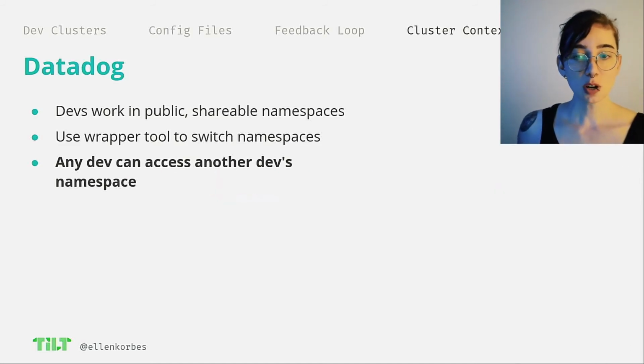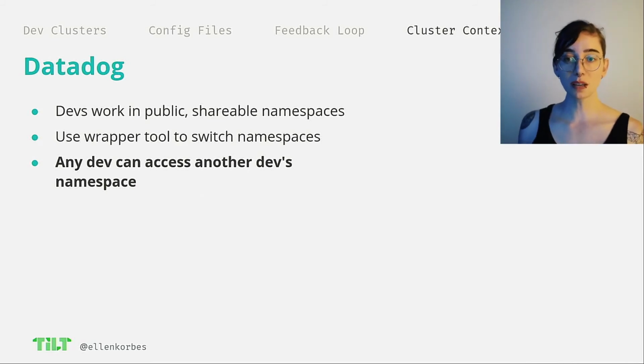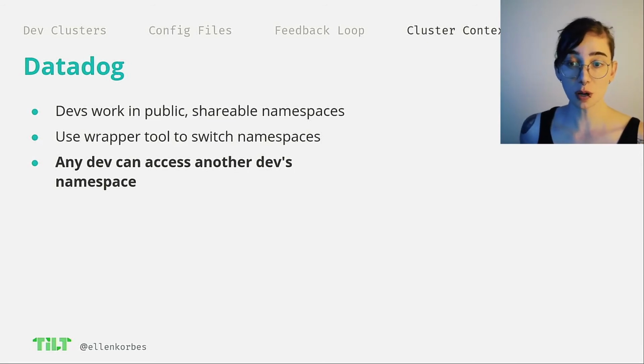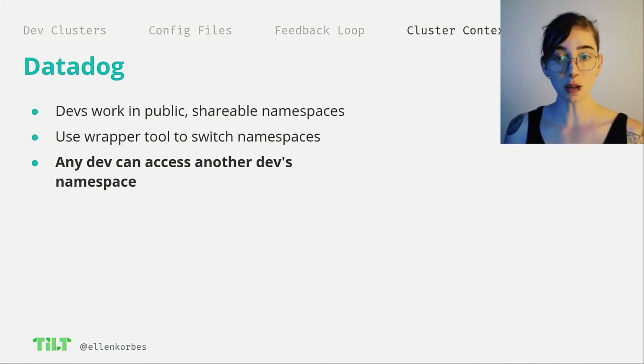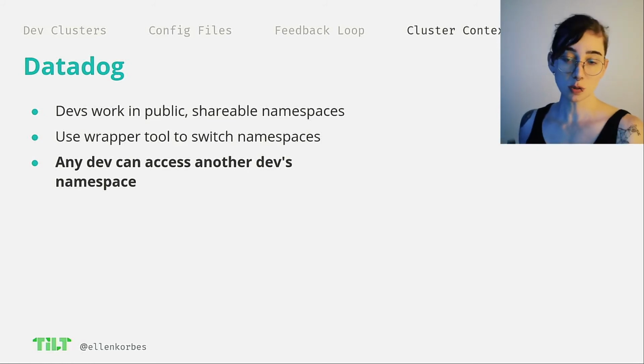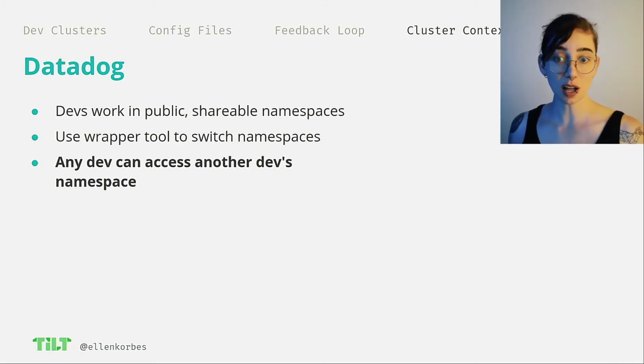So for Datadog, because they have the big, huge development cluster, when someone needs to look into what their colleague is doing, they just switch to their namespace. So it's pretty easy. I've seen this pattern in other companies at the scale of Datadog too, so this is a very common thing to do. So use a wrapper tool, don't use kubectl, make it easy for your developers, and they can just switch around namespaces and see what their colleagues are doing.